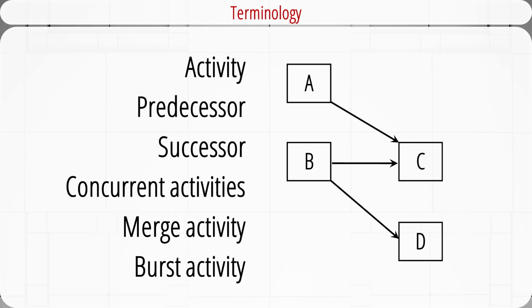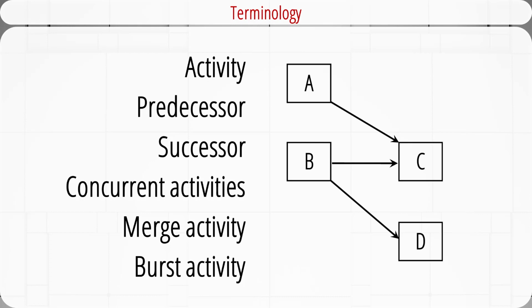There are 3 basic relationships among activities: predecessors, successors, and concurrent. A is C's predecessor. B is also C's predecessor. C is A and B's successor. A and B are concurrent or parallel activities. C and D are also concurrent activities.